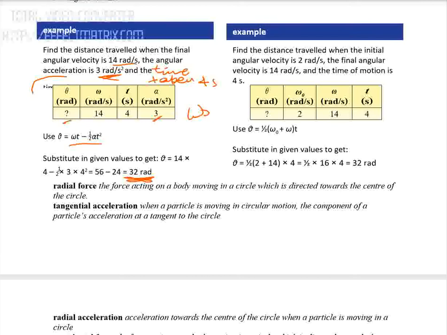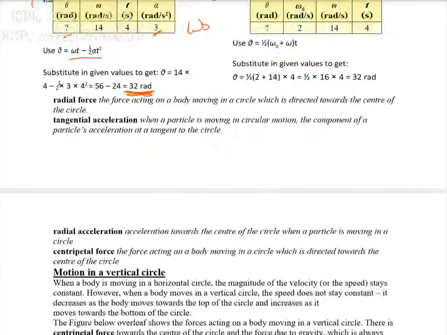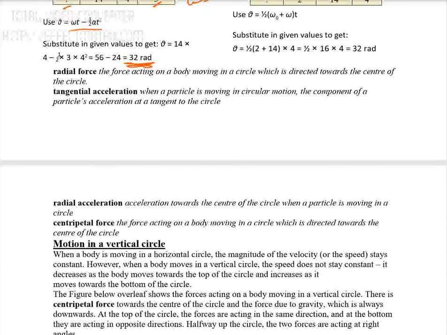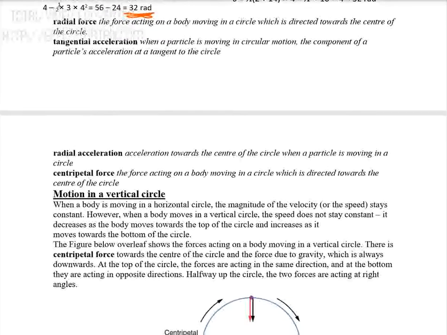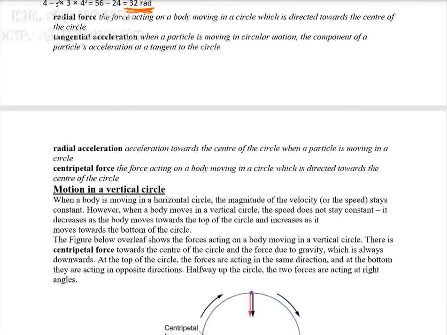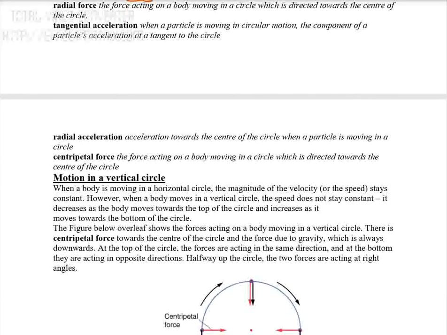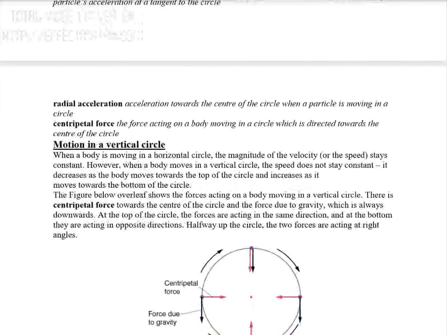The other thing is radial force. Radial force is the force acting on a body moving in a circle, always directed towards the center of the circle, and this radial force is named the centripetal force. Radial force and centripetal force are the same, and radial acceleration is centripetal acceleration. Therefore, centripetal force always acts toward the center and keeps the object in its circular motion. This means the centripetal acceleration is also toward the center.